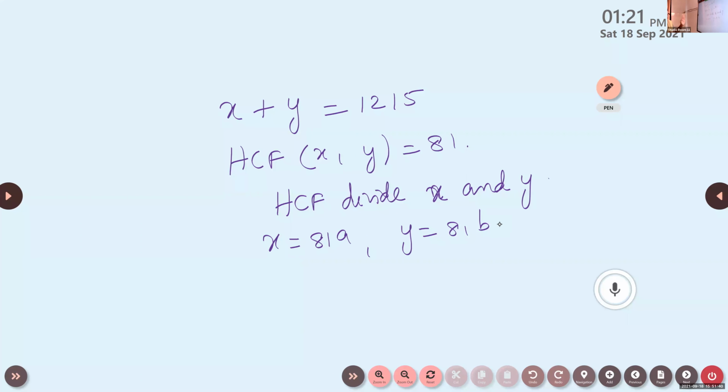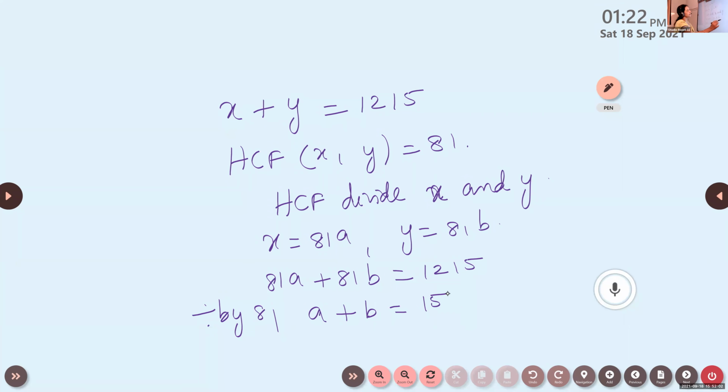So here it is given HCF is 81. So X will be a multiple of 81, and Y will also be a multiple of 81. If you substitute it here, 81A plus 81B is 1215. So you divide by 81. When you divide by 81, what will you get? A plus B is 15.